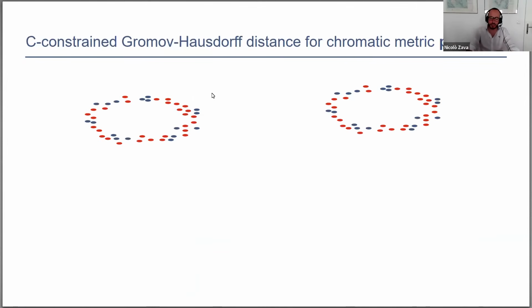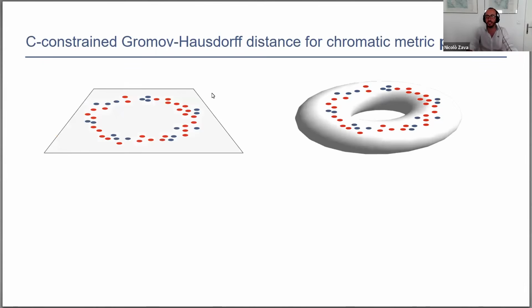Before moving on to the very last part, let me just quickly talk about chromatic metric pairs. What do I mean by that? Let's start with two objects, two chromatic metric spaces. How you evaluate them, how similar you think they are, may change as soon as I tell you that they live in different ambient spaces.